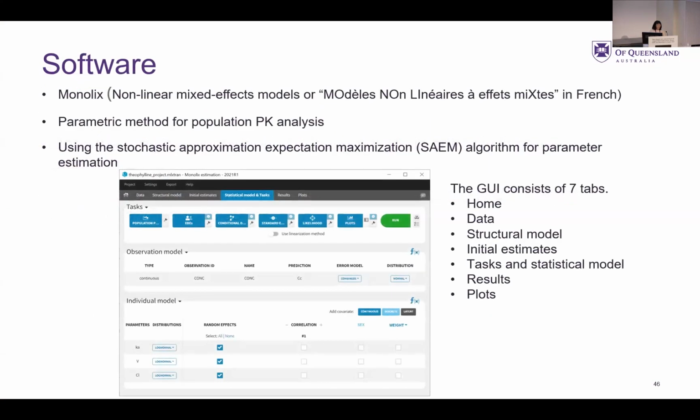The software I'm using is called Monolix, which was developed in France initially, and it is a parametric method. So there's an assumption there: all the parameters follow the log normal distribution within the population. And this diagram just shows the user-friendly interface of this software.